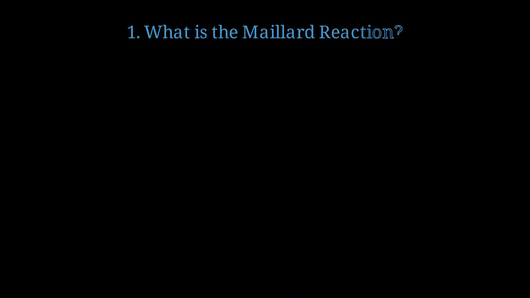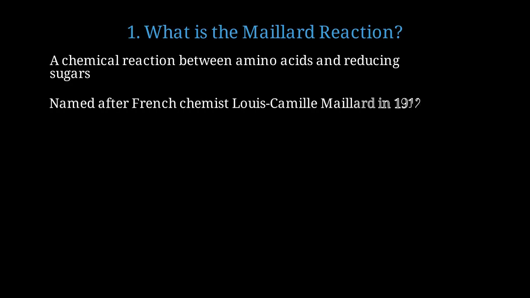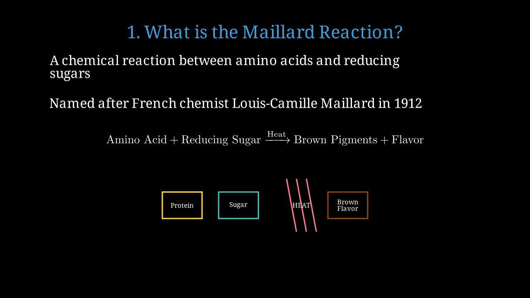First, let's understand what the Maillard reaction actually is. The Maillard reaction is a chemical reaction between amino acids from proteins and reducing sugars that occurs when we heat food. It was first described by French chemist Louis-Camille Maillard in 1912, though its importance wasn't fully recognized until decades later. The basic equation shows amino acids plus reducing sugars heated together, producing brown pigments and complex flavor compounds. Here's a simplified view. Proteins and sugars, when heated together, transform into the brown, flavorful compounds we associate with cooked food.